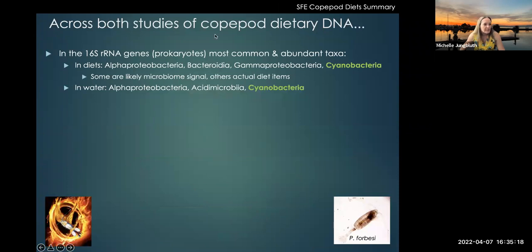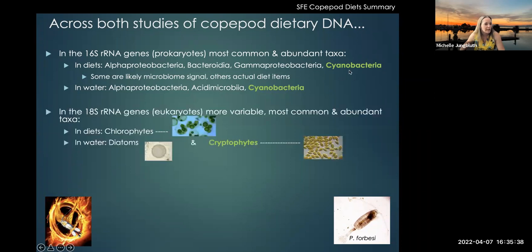Across both studies, including the Hunger Games study, we did see cyanobacteria in both the diets and the water, and these other groups of alpha proteobacteria and Bacteroidea and gamma proteobacteria. Some of those are likely a microbiome signal in the diet, some others are actual diet items, so I still have to dig into what's going on there and try to tease those apart.